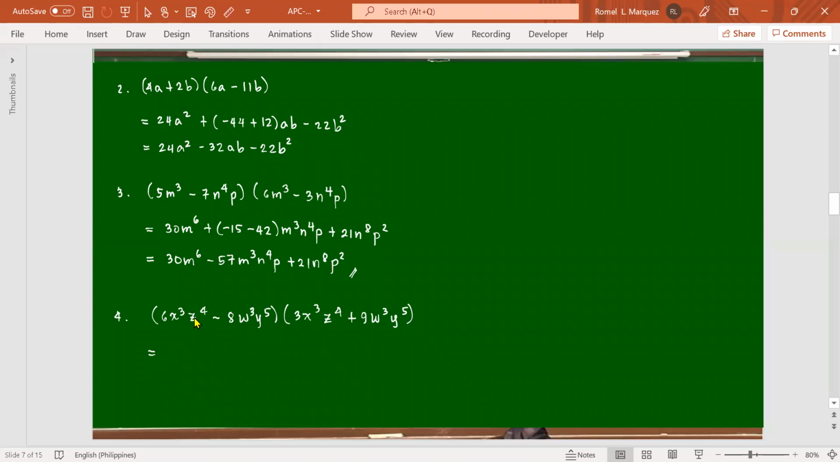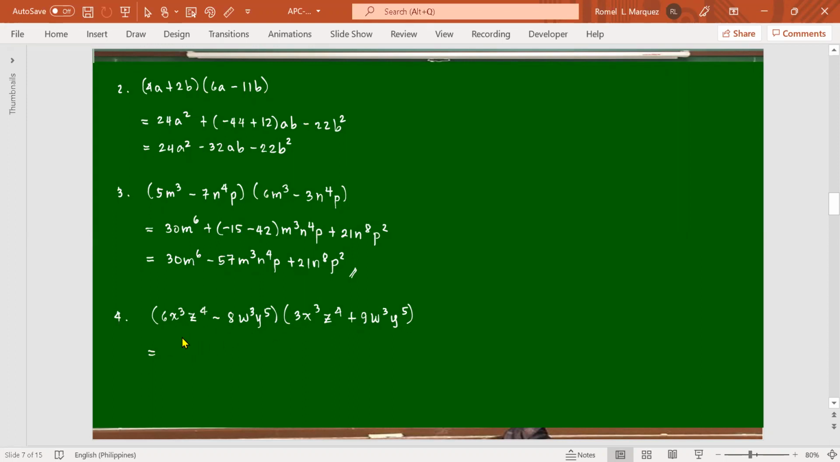For example, 6x cubed z to the fourth. Tapos ito, w cubed y to the fifth. But here, x cubed yung literal part, z to the fourth. So, wala siyang pattern. What you do is long multiplication. Okay? Pwede rin namang FOIL, kaya lang wala kang mako-combine na similar terms sa middle.